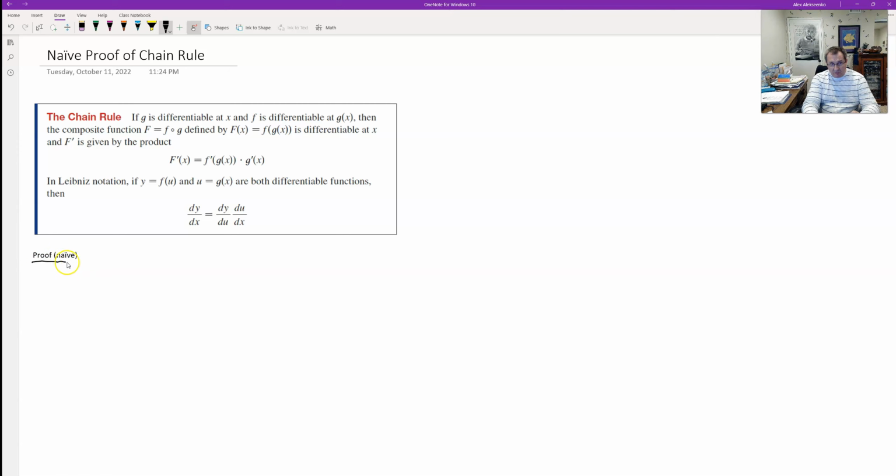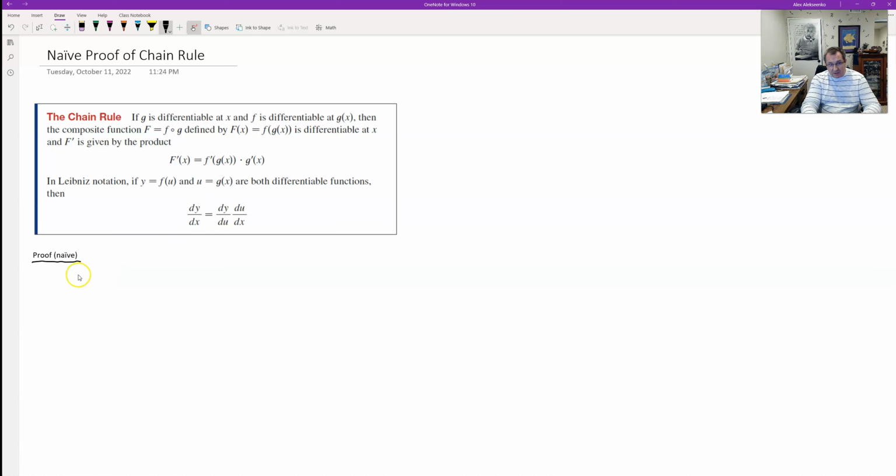So what we will do is a naive proof. And the meaning of naive is that it's not mathematically sound. And I will tell you exactly where it's not mathematically sound. Nevertheless, it's very instructive to see how the proof works so that you know where the formula comes from. Knowing where the formula comes from helps many people to remember the formula better.